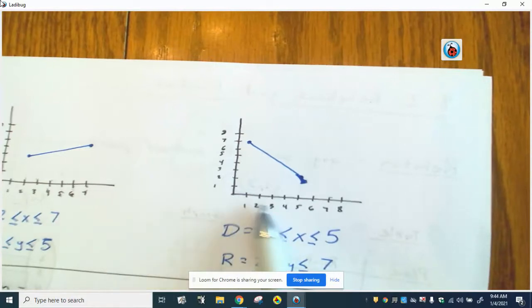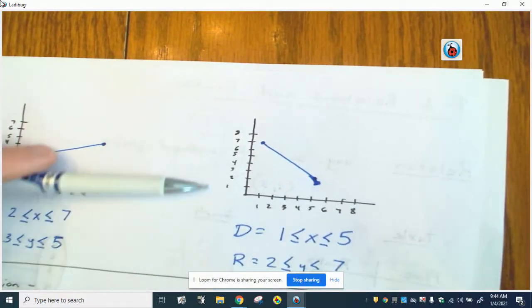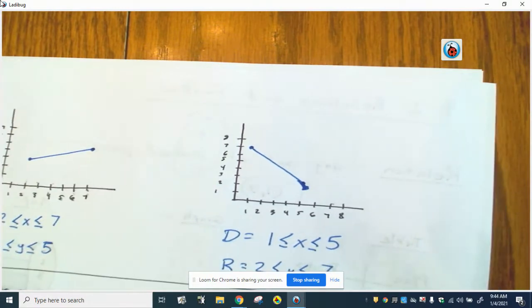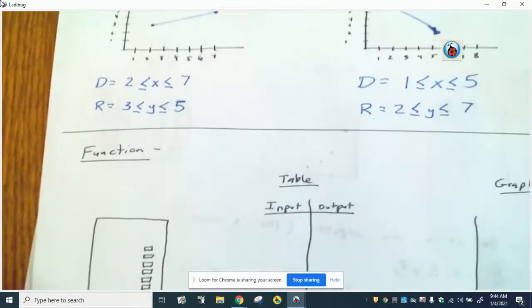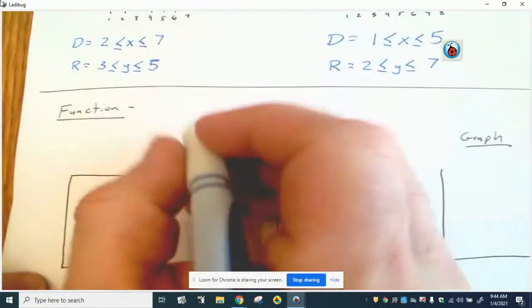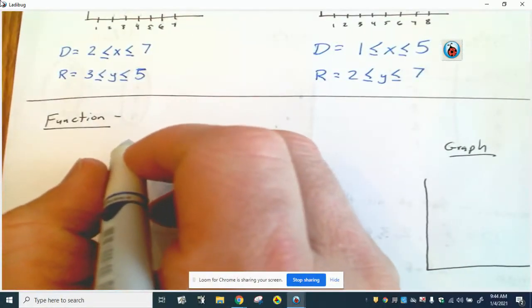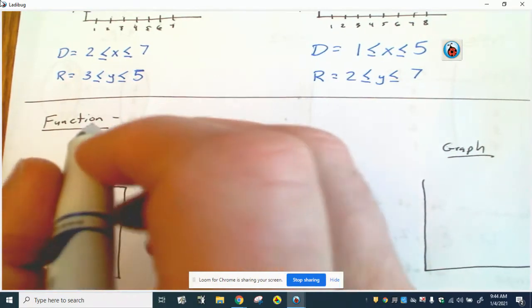So again, domain, we look at where the graph is located on the x-axis, and y's, we go this way. Okay, and the range, we go on the y's. Now, the next thing we've got to talk about is what is a function? Okay, a function is a very, very specific type of relation.